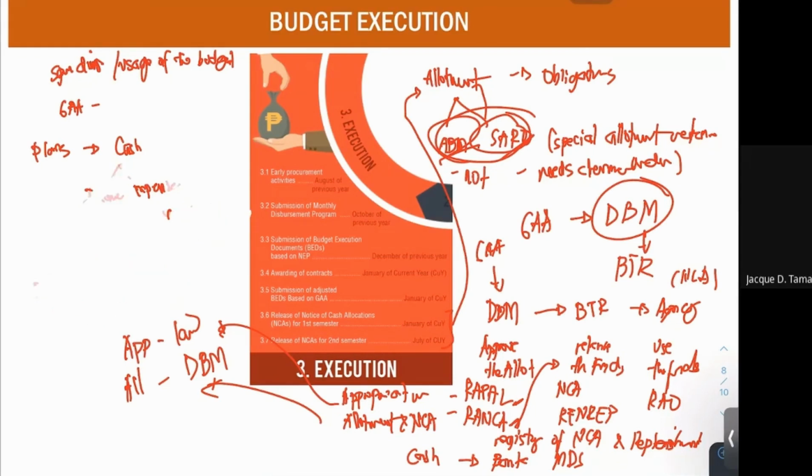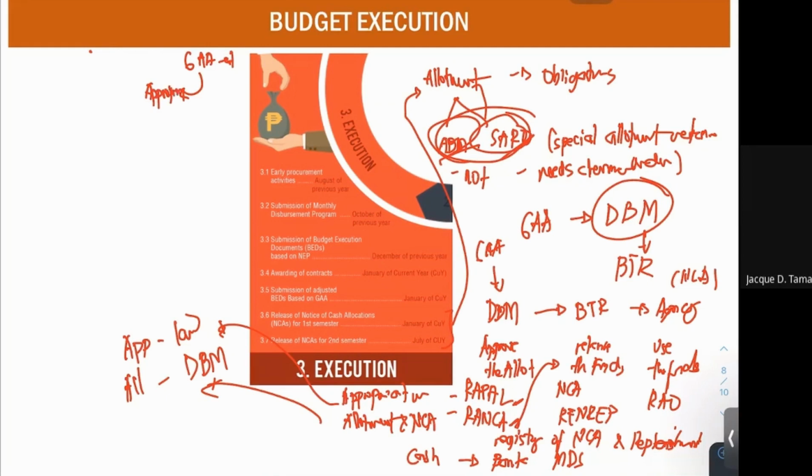Let's talk about it again. So first, what will happen? There will be an appropriation. So there is now a GAA. So you will record an appropriation where it will be recorded in the RAPAL. So this is in the DBM.